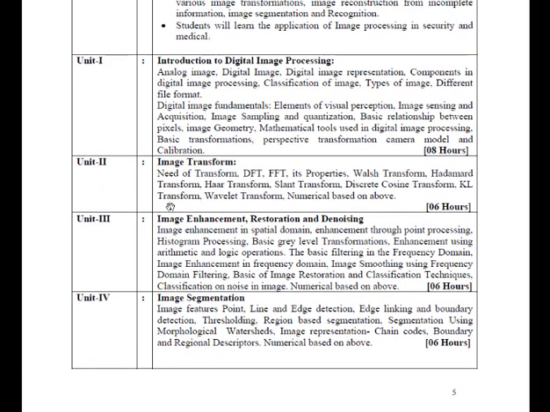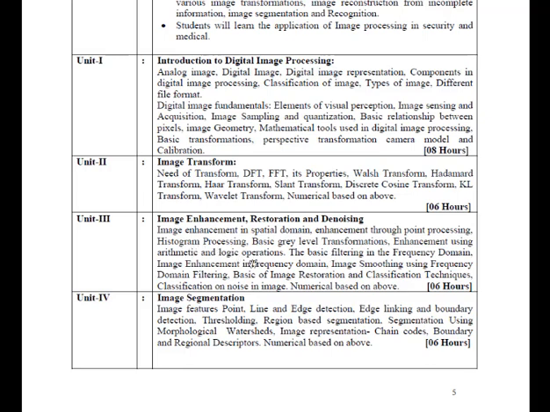Now the next unit is image enhancement, restoration and denoising. We can apply different methods to enhance our image. Image enhancement is one of them. With image enhancement we can make an unclear image clear. If any image is blur, if any image is torn, or some information is damaged, it can be regained using image enhancement methods. Then restoration is also on the same lines.